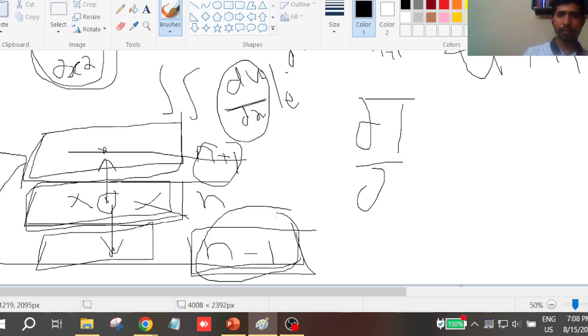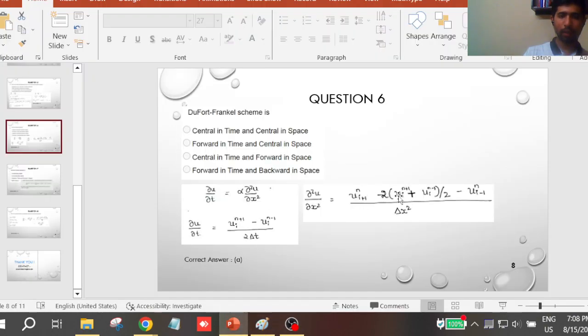Just understand the scheme now. I will tell why we are doing this, all these things. So that is how I have written here: u at i at n plus 1 plus u at i at n minus 1, divided by 2. So that is what we do here. And then it is a forward time central space, that is true. It is a modification of that. So the answer should be forward time central space.